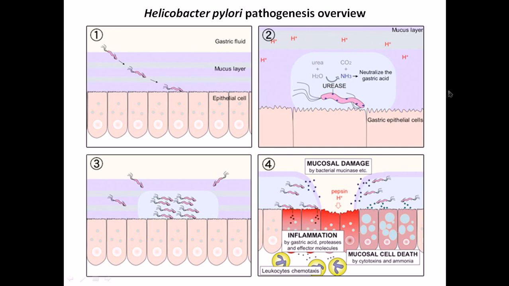And after a successful colonization, they can start to secrete certain chemical mediators, some protein factors, some enzymes like proteases, lipases, and some other factors that are going to degrade the host epithelial cell, right? And after that they start to produce some other factors also, with which they can create an inflammatory response inside our stomach lining, and eventually it will cause mucosal cell death in this stomach lining, right?